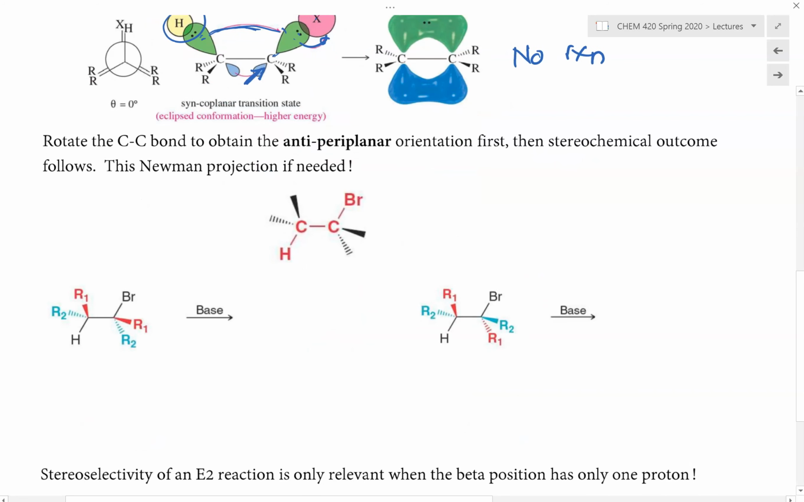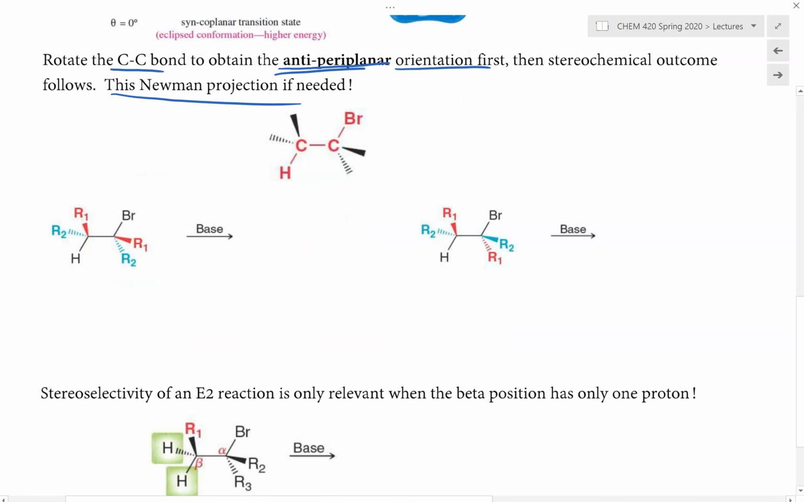So therefore, to be able to predict the stereochemical outcome of an E2 reaction, we have to rotate the carbon-carbon bond first to obtain the anti-periplanar approach. And this basically means that the hydrogen on the beta carbon and the leaving group have to be 180 degrees from each other, or anti-periplanar to each other, in order for the reaction to occur. And then the product and the stereochemical outcome would proceed dependent on that orientation. So here's an example right here.